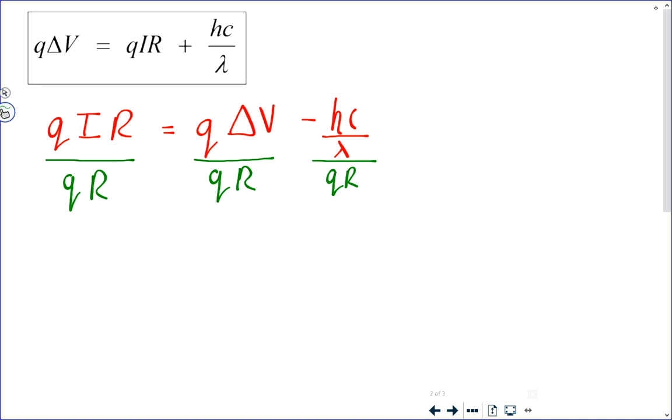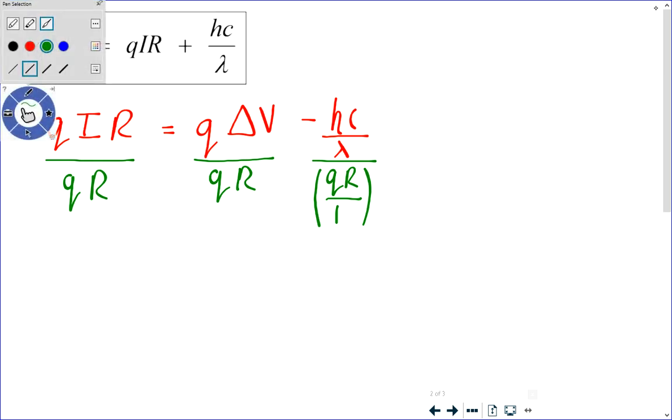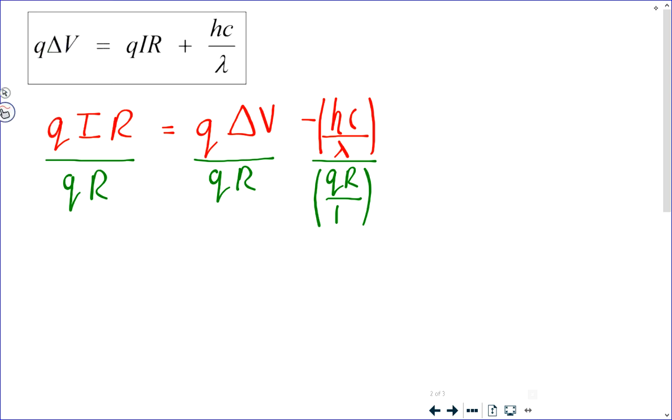And for the third term, when I take HC over lambda over QR, what I'm going to do is write QR over 1. The reason I'm doing that is because we have a rule in mathematics for how you divide one fraction by another fraction. You take the numerator fraction and multiply by the reciprocal of the denominator. This just makes it a little easier to understand what we're going to get for that third term.